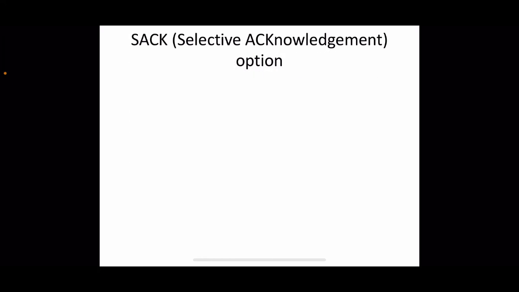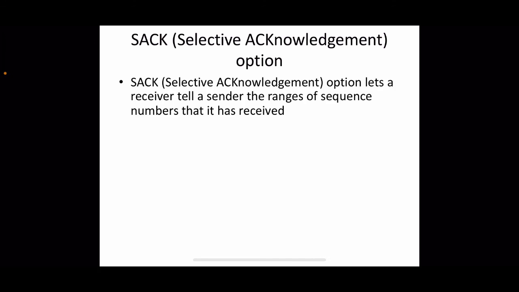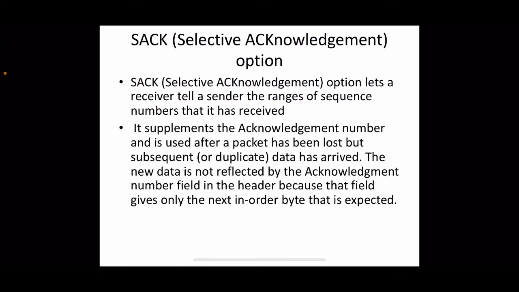And the next option is selective acknowledgement, or SACK in short. This SACK lets a receiver tell a sender the range of sequence numbers that it has received. Already there is an option, the acknowledgement number. The receiver can tell the sender that I have received this much and I am expecting this sequence number next, right? But if there is some issue like a packet has been lost, in such a case SACK can be used. So SACK supplements the acknowledgement number.